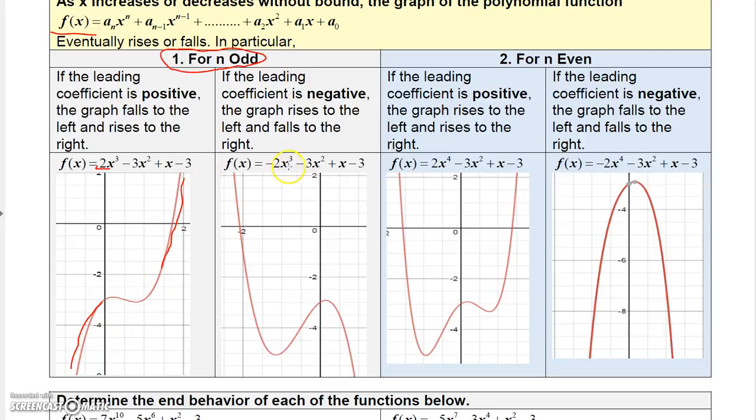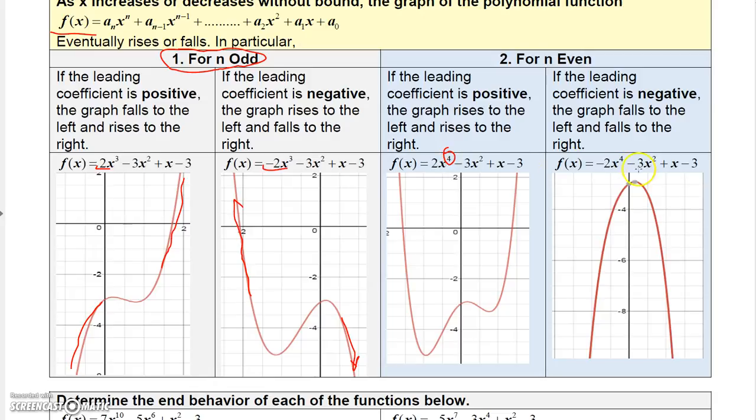Now same degree, odd degree, but the leading coefficient is negative, then it does just the opposite. As you go to the left the graph will eventually rise, and as you go to the right the graph will eventually fall.